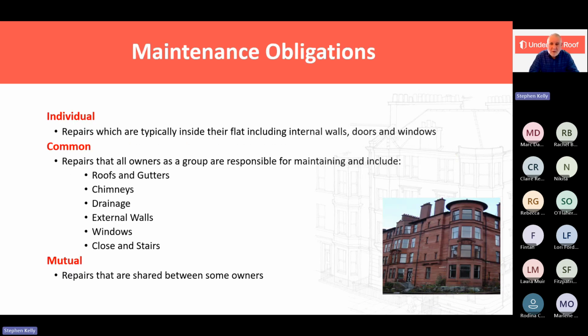Right. Obvious slide, should be straightforward. Maintenance obligations by owners and landlords. Anything inside the house is individual responsibility. Although we will still get the odd inquiry about windows, to say the fault of the windows is actually outside the window, so therefore could it be a common repair? But generally speaking, most times windows, walls, doors are inside the property, therefore it's an individual's responsibility.